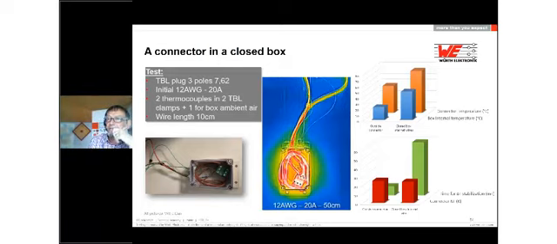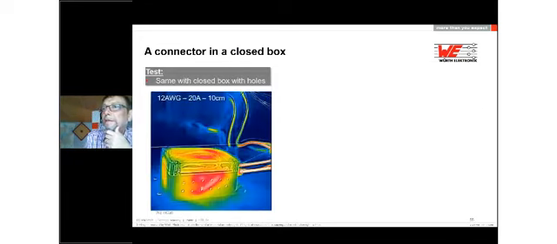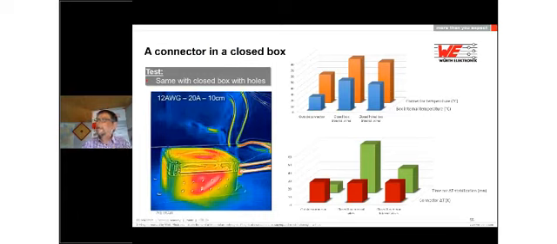So what can we do against this? We tried it with some holes in the box. Thermal energy is stored in the box, not enough exchanges. Convection does not work in a proper way. So this is why we put some holes in the box and tried it. It gets a little bit better, as you can see on the connector temperature here. Also the box internal temperature goes a little bit down and the time is much lower for stabilization. So this is a little bit better than without any holes in the box. But we still have the wires inside.